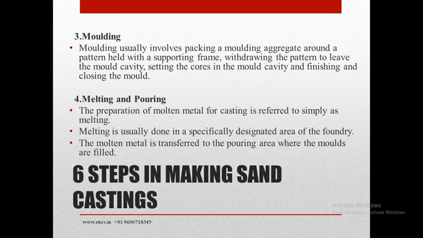Melting and pouring. The preparation of molten metal for casting is referred to simply as melting. Melting is usually done in a specified area of the foundry. The molten metal is transferred to the pouring area where the molds are filled. Usually melting is done in furnaces. These furnaces might be electric furnaces or coal fired furnaces.